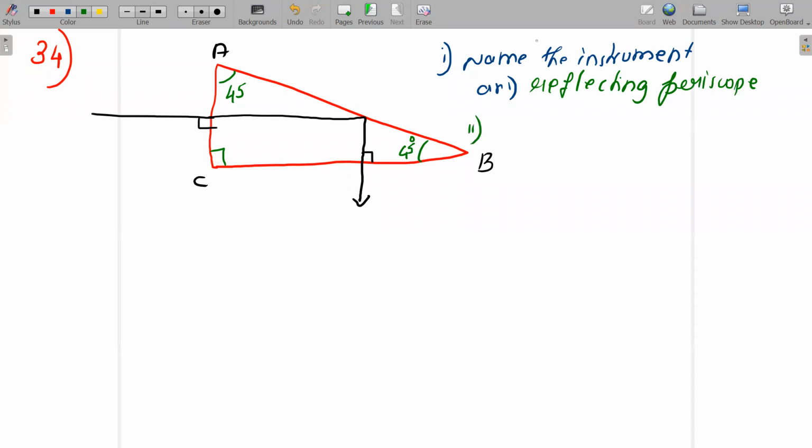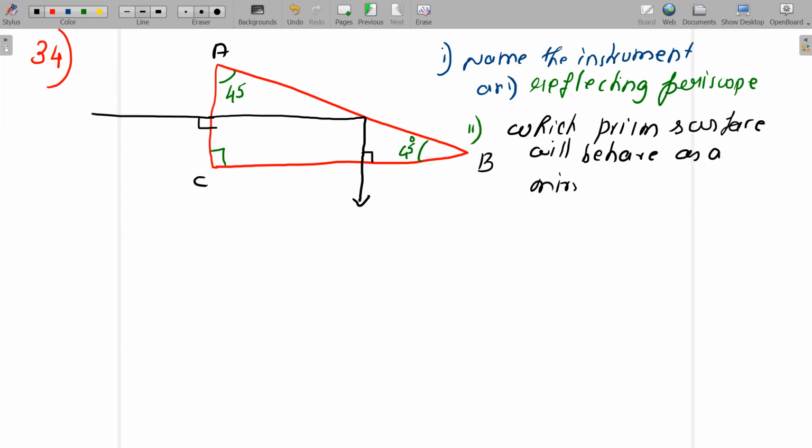Now, second question. Which prism surface will behave as a mirror? AB. Why? Reflection, right? Which prism surface will behave as a mirror? Which one is that? The answer is nothing but AB. Next one.